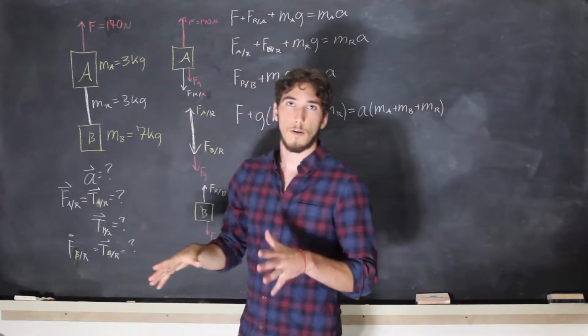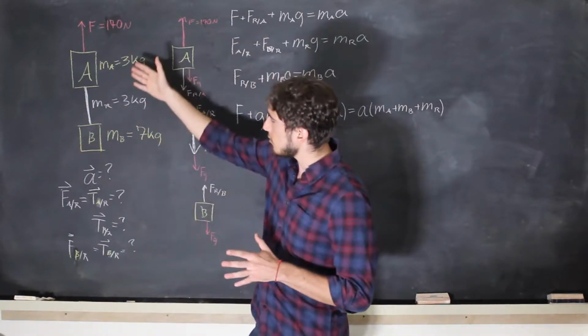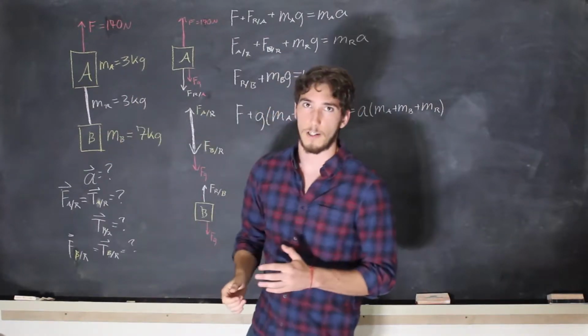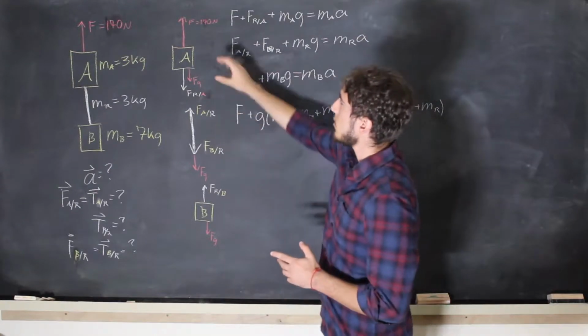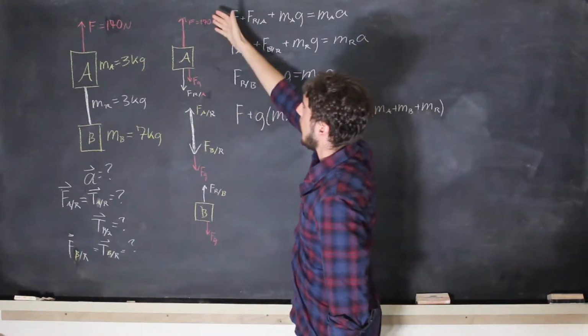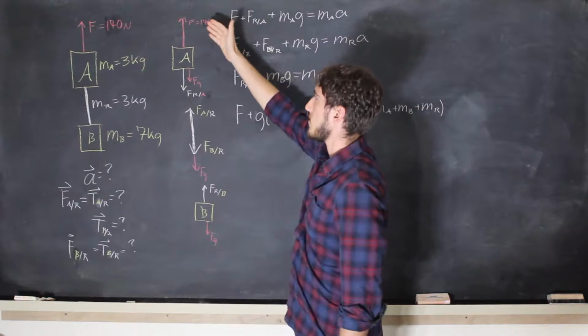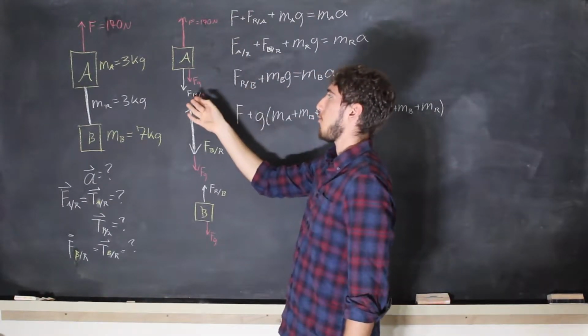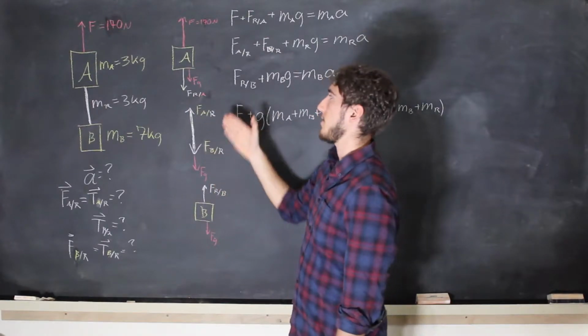In order to do this, I like to break it up into three different parts, because there are three different bodies, and create free body diagrams for each of them. For mass A, I have the force being exerted on mass A, the force of gravity being exerted on mass A, and the force that the rope is exerting on mass A.